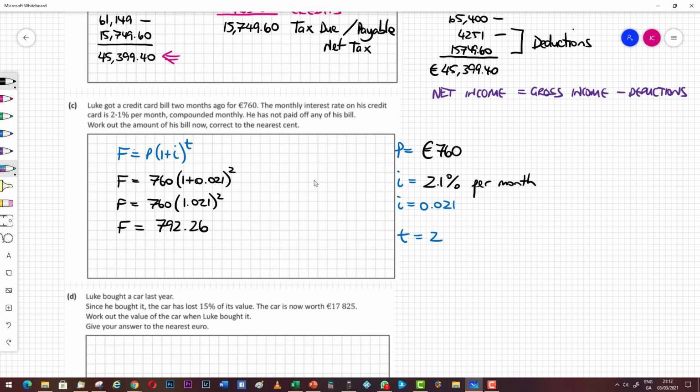792.26. So that's how we use the compound interest formula. Normally it's given to us by year, but because we were told a time in months, 2 months, then it's okay for the interest rate to be in months.